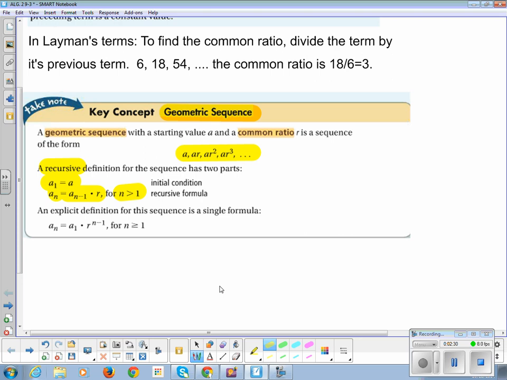The explicit formula, which I happen to love because it helps you find the term no matter where you are, is the first term times the common ratio to the power n-1 for any n greater than or equal to 1.